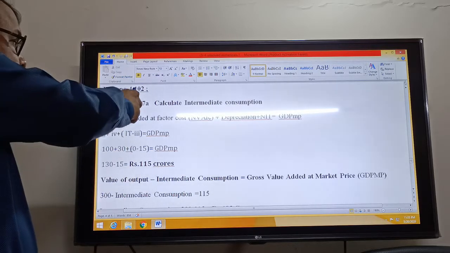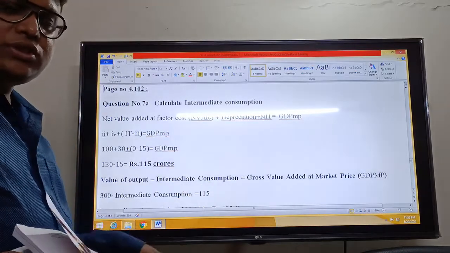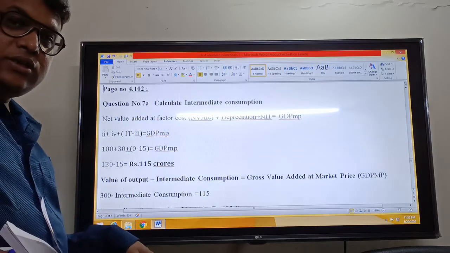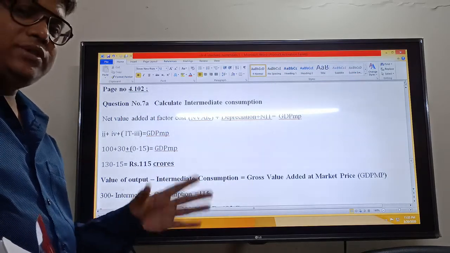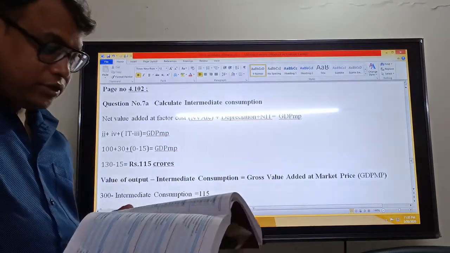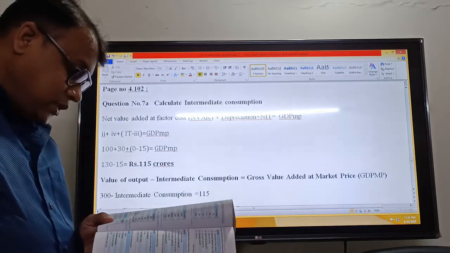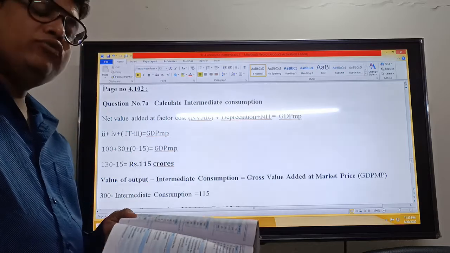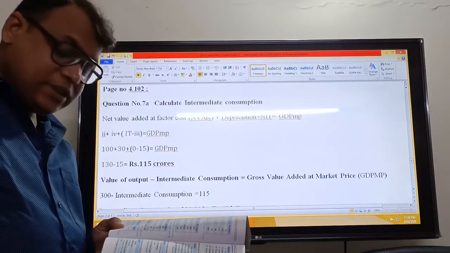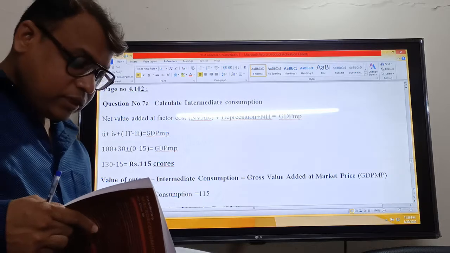See, page number 4.102, question number 7a. What I am discussing, these questions have already been given in the final exam of CBSE, CBSE All India or Delhi or CBSE Foreign or Compartment. This question came in 2019 Delhi Compartment. Now the statement: gross value of output. Value of output is always gross value of output. NVFC, subsidies, depreciation, these 4 items are given and we need to find out IC.